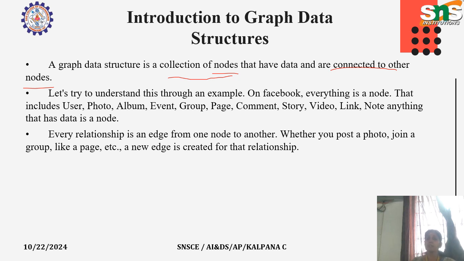There, everything is considered as a node, which includes the photos, users, albums, pages, comments, stories. And when you take Facebook, two persons are connected, right? Each person we call a node here, and the relationship between them we call an edge. So every relationship is an edge from one node to another. That is an example of a graph data structure.